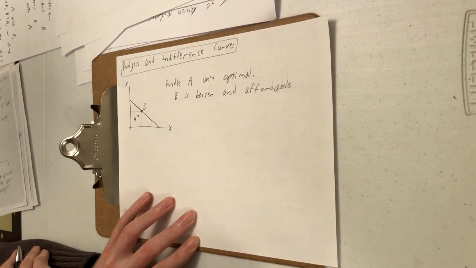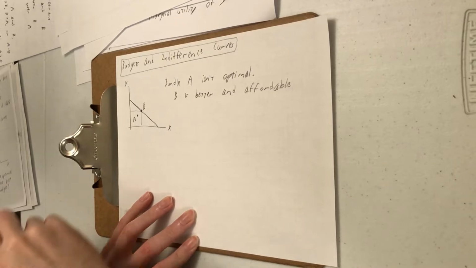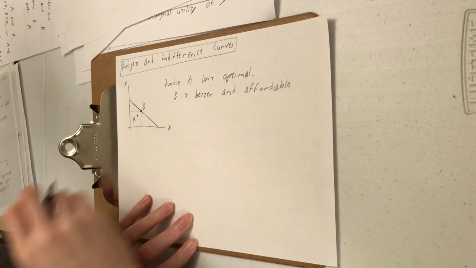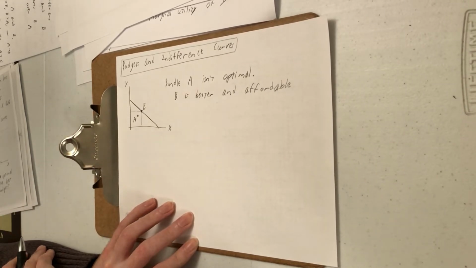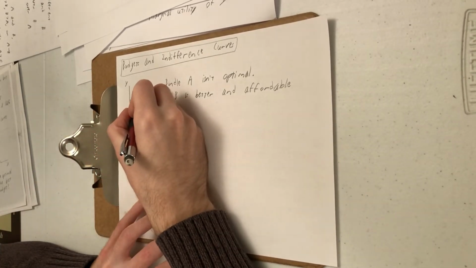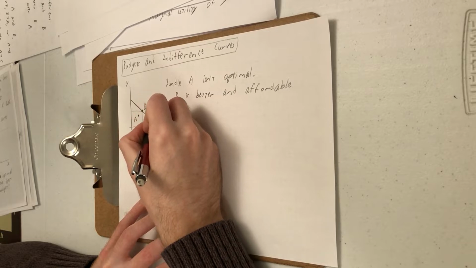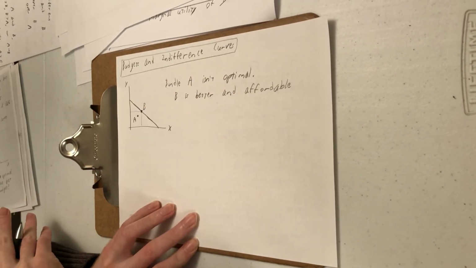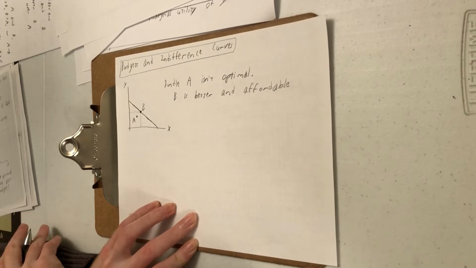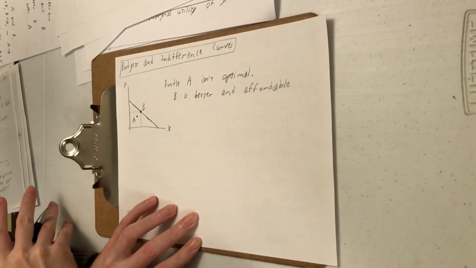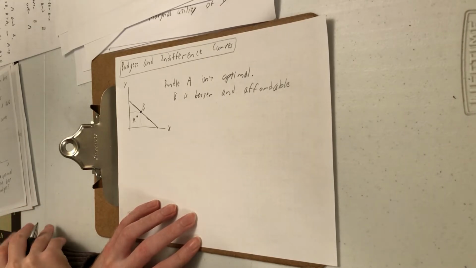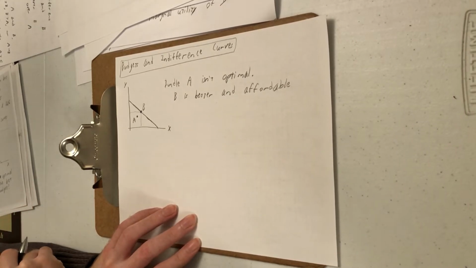So in general, whenever you pick some point inside the line, like back here, that's never going to be the best. You have to be on the edge, you have to be on the frontier to be optimal. But not all points on the frontier are optimal. You have to be on the frontier to be optimal, but just being on the frontier by itself doesn't guarantee that it's the best.